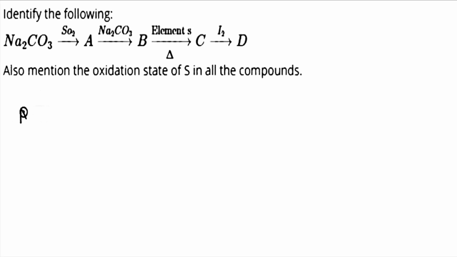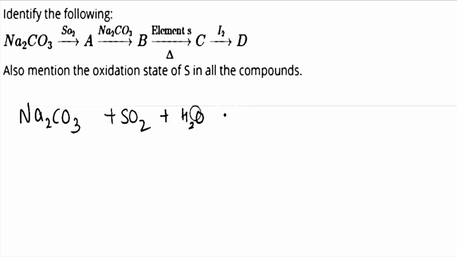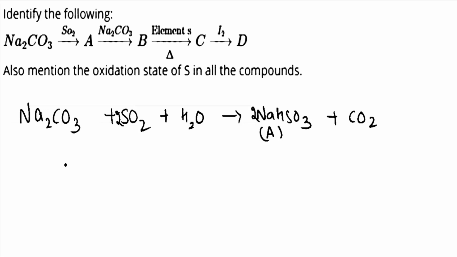Initially we have Na2CO3. It reacts with SO2 in the presence of H2O, and gives NaHSO3 and along with that CO2. Let me balance it out. Yes, now it is perfectly balanced. So the compound A is nothing but NaHSO3.